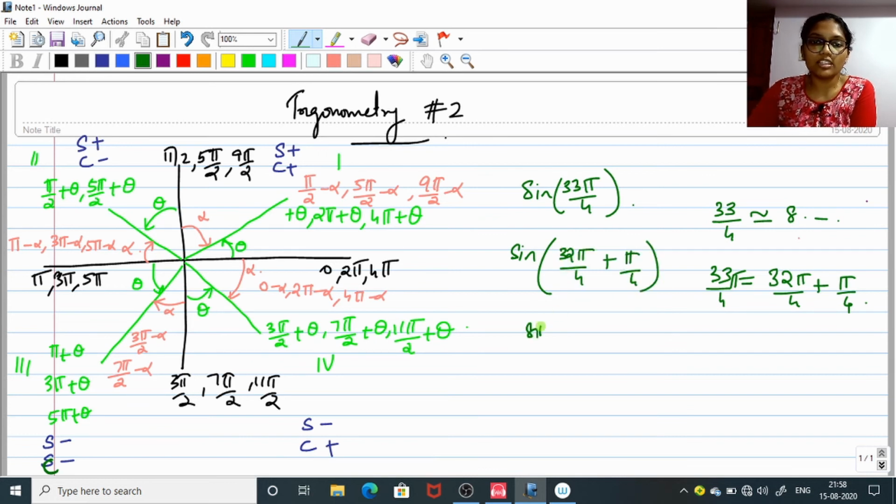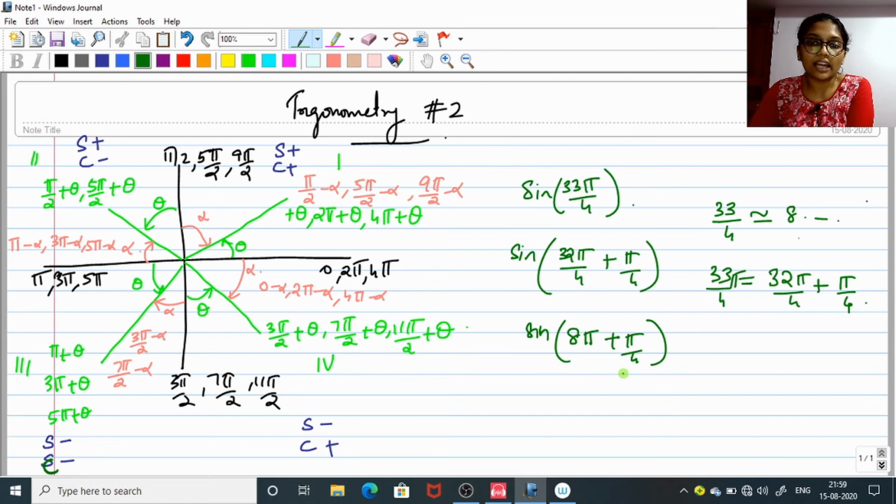Now again, what is 32π/4? 32 is divisible by 4, isn't it? So we can write it as 8π + π/4. Now check out for the quadrant. Where is this 8π coming? It is an even π, so it is definitely coming under this line. We have 4π, 6π, 8π coming under this line. Now it is positive, so we have to take an anti-clockwise move, so this value is coming under the first quadrant.